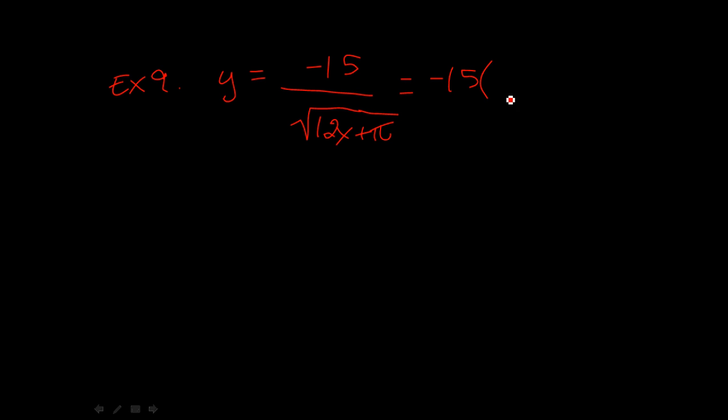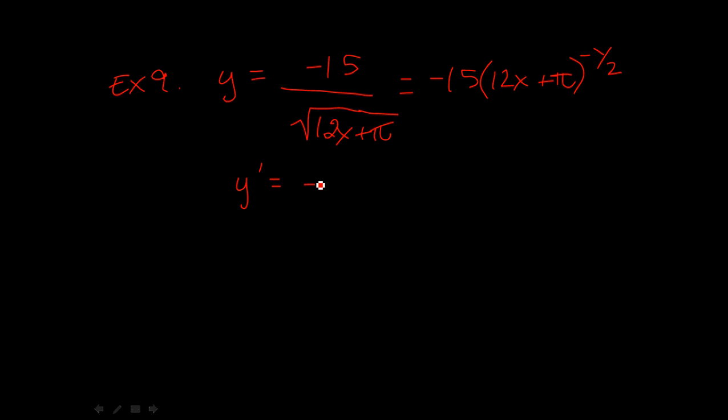Something similar to example 9 could be, let's say, negative 15 over the square root of 12x plus pi. Okay, so again, I'm going to rewrite this and make it negative 15 and then 12x plus pi, and this would be to the negative 1/2 power since it was in the denominator.